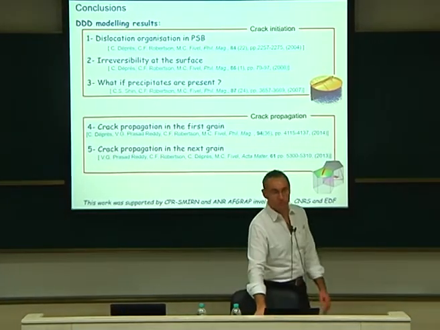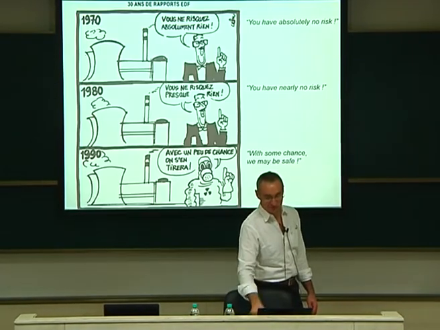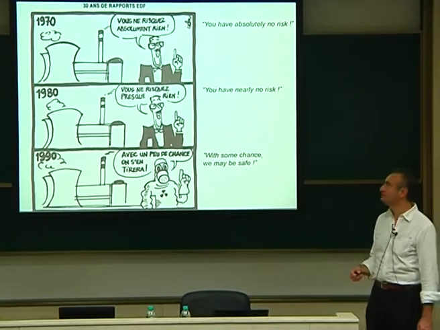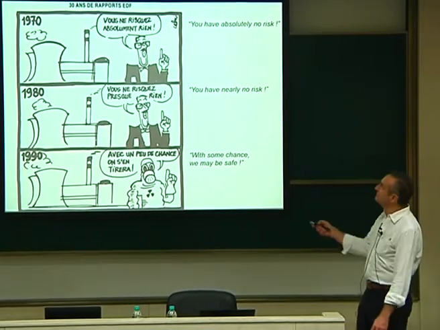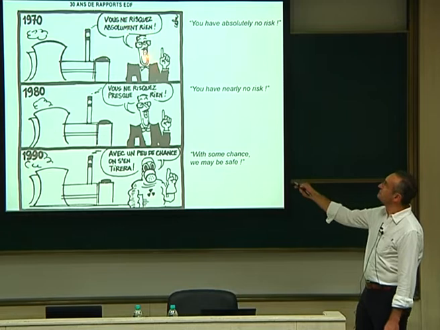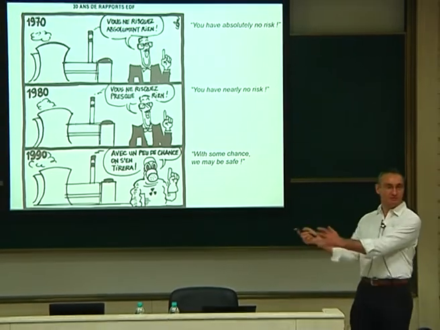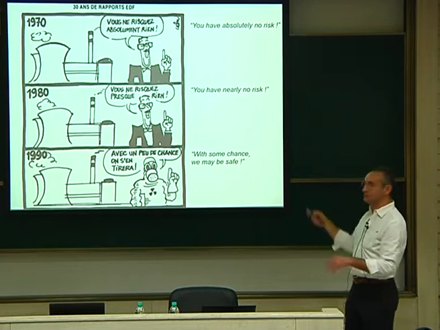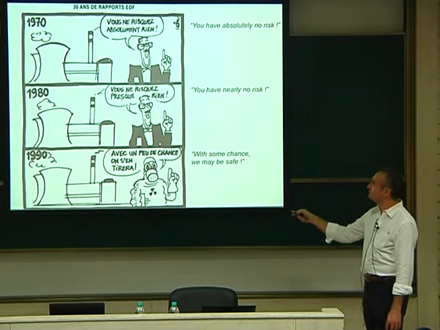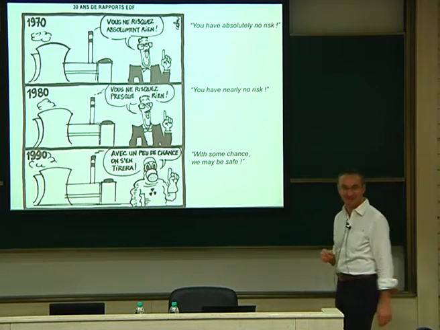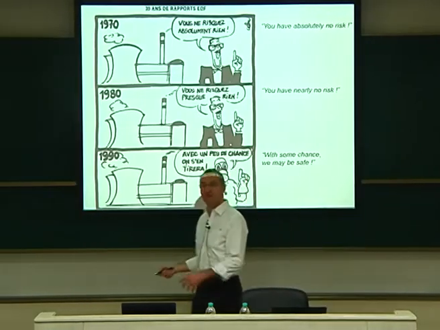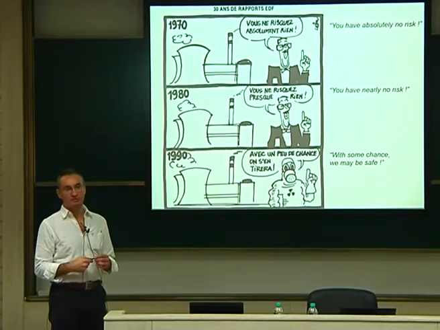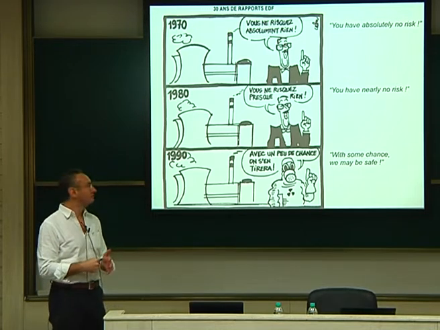And just to keep on with some funny things. This is what was published, again in French newspapers. In 1970, the president said you don't have any risk. You see, this was a nuclear power plant problem, remember? In 1980, they said, nearly no risk. And in 19.., now they say, with some chance, we may be safe. Okay, so things are not solved today in fatigue, even for such a very important problem as in a nuclear power plant. I would say that a lot of things remain to be done.